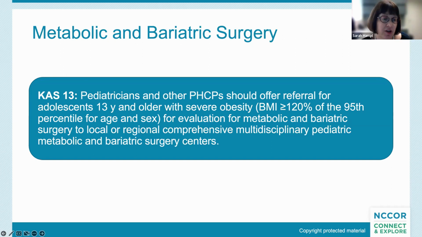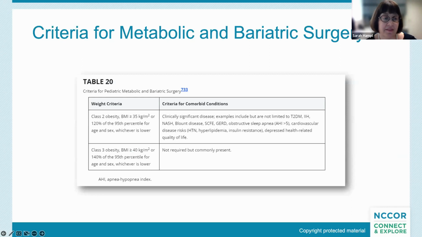This section of the CPG reinforces the previous guidance of the AAP in 2019 with their policy on adolescent metabolic and bariatric surgery. Next slide. This is just criteria, again, for who should be considered for metabolic and bariatric surgery: those adolescents with severe obesity, some with comorbid conditions that you see there on the screen, and those with the most severe obesity. A comorbidity is not required, although it is commonly present. Next slide.